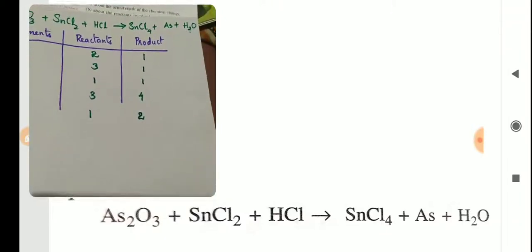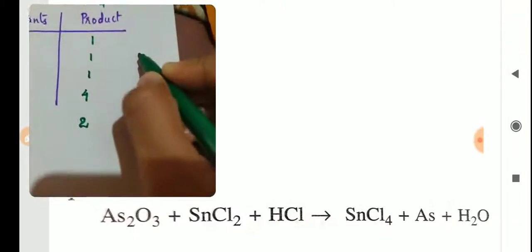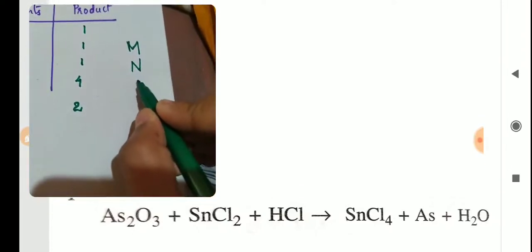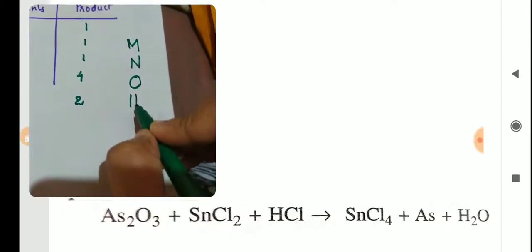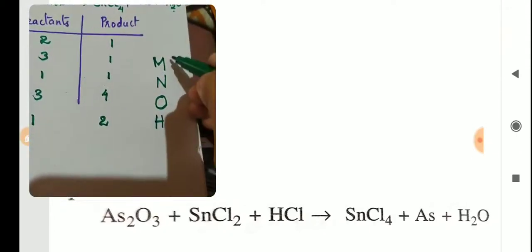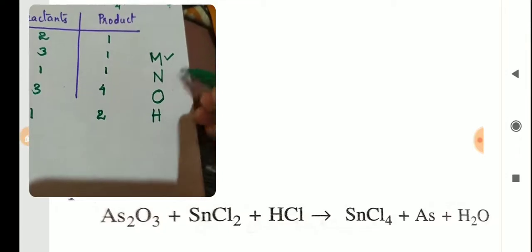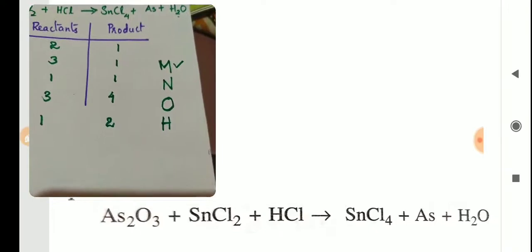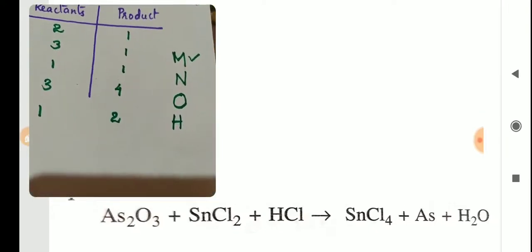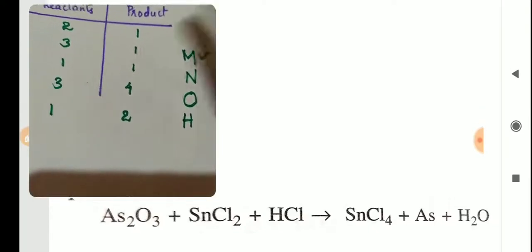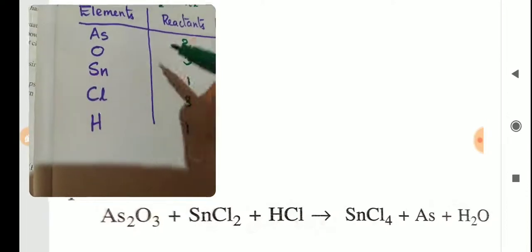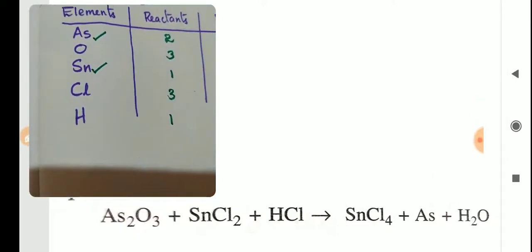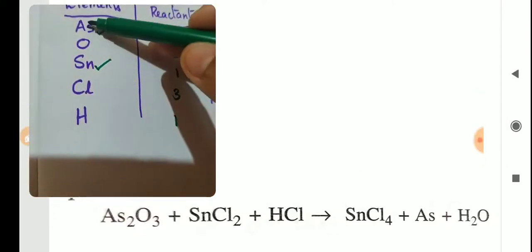So what is the way of balancing? First we will balance all the metals, then all the non-metals, then oxygen, then hydrogen. Okay, in the case of metals or non-metals, if more than one element is present, if more than one metal is there, we have to balance according to their alphabetical order. Okay, so here which are the metals? Arsenic is a metal and tin is also a metal. 2 metals are there, so we have to balance according to their alphabetical order.